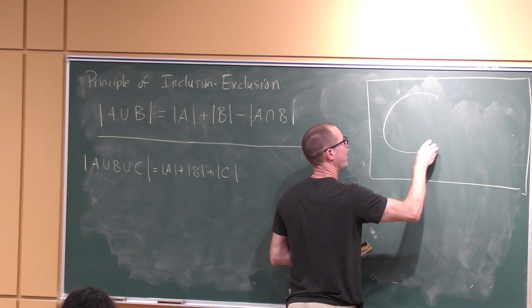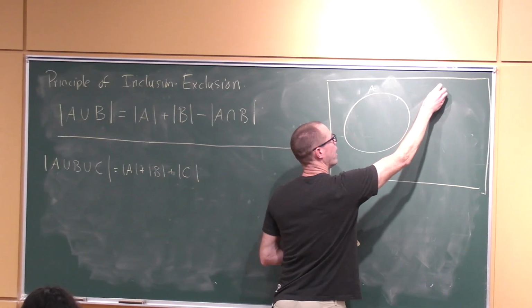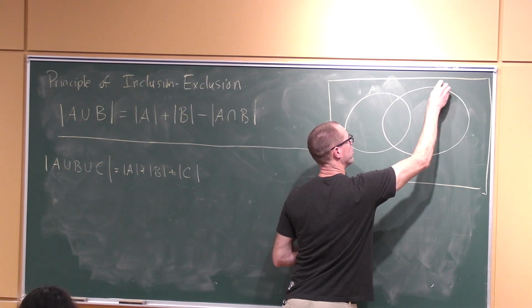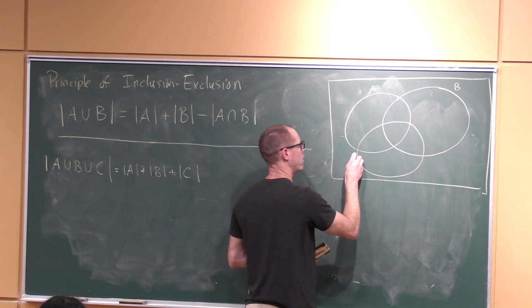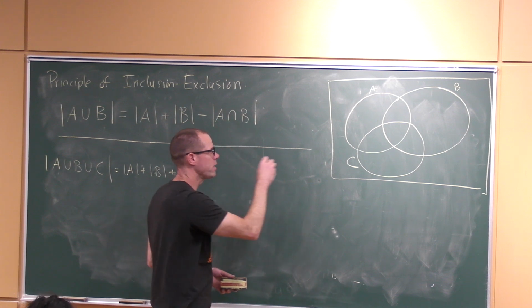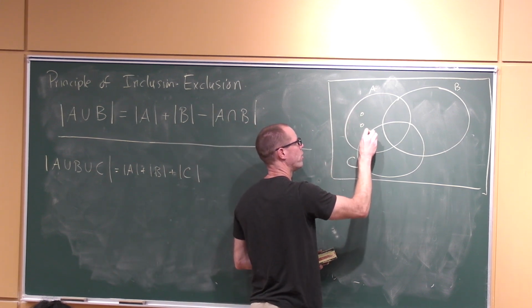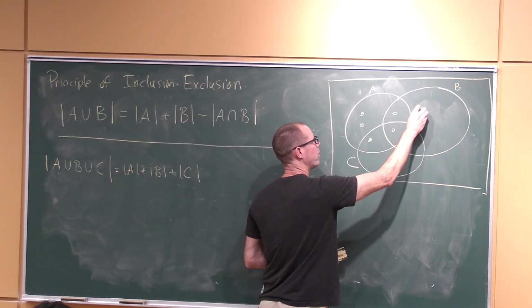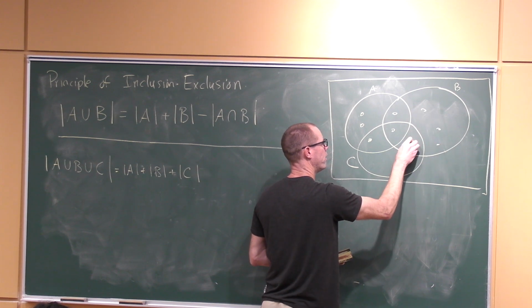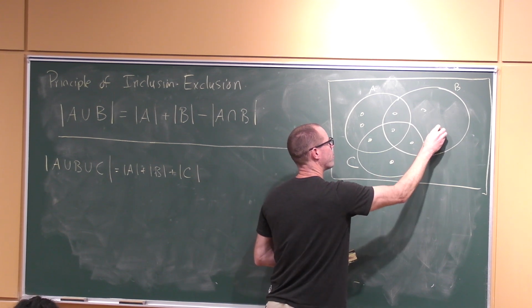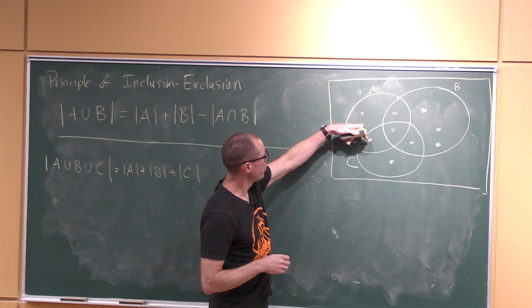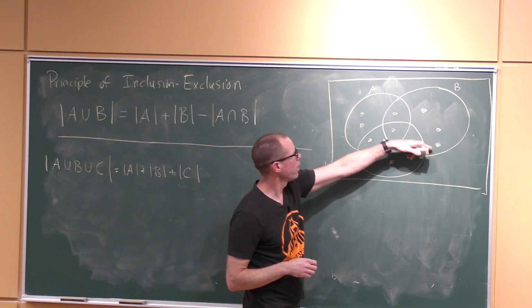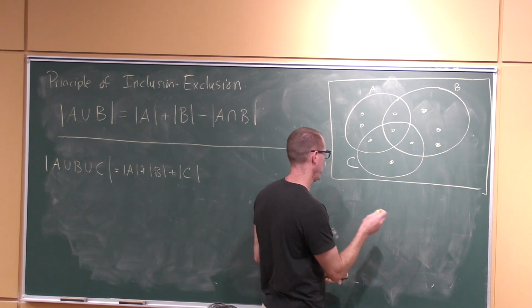I have A, I have B, and I have C. Those are my 3 sets. Here's an example of some stuff. And in this example, there's 1, 2, 3, 4, 5, 6, 7, 8, 9, 10 points.